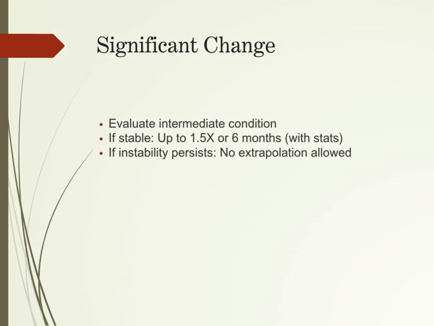If significant changes occur at accelerated conditions, intermediate condition data become critical. If intermediate data show stability, we can still extrapolate, but within stricter limits, up to 1.5 times or 6 months beyond data if statistics support it. If instability persists, no extrapolation is allowed.